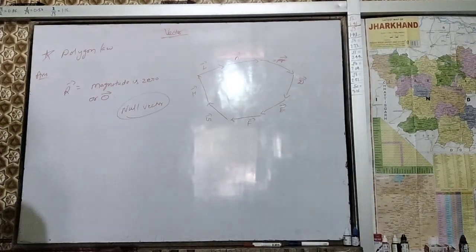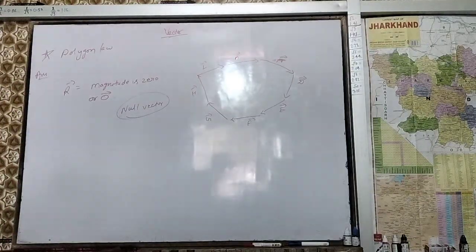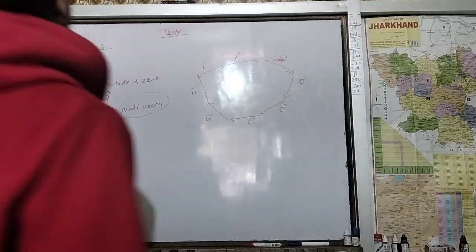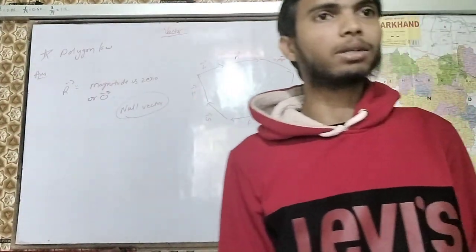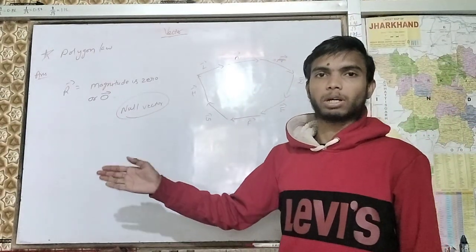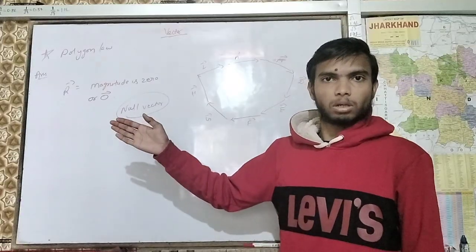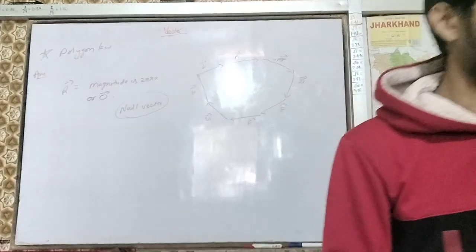Now, next law. We have completed the polygon law, and it's time to move on to the triangle law. We started discussing vector addition laws with the polygon law. Now we are going to move on to the triangle law, then we will see the parallelogram law.